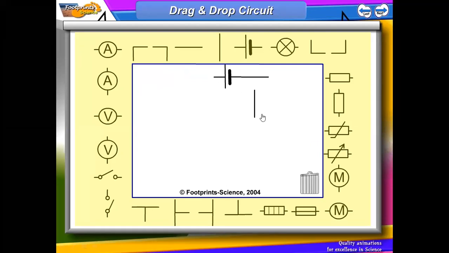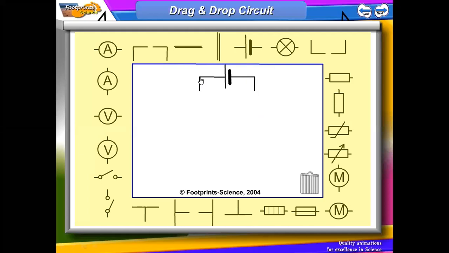Okay. Why isn't it working this way? Can we use this one? Maybe you need this one so it can go down. It was working with me. Yes, we needed this one. Okay, I want to do the parallel circuit.